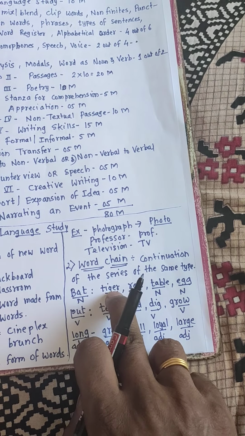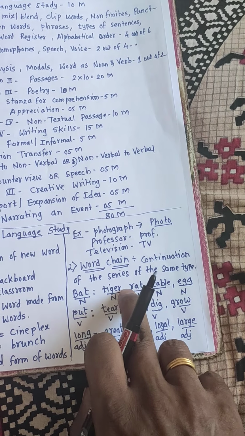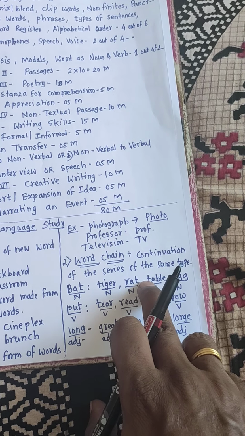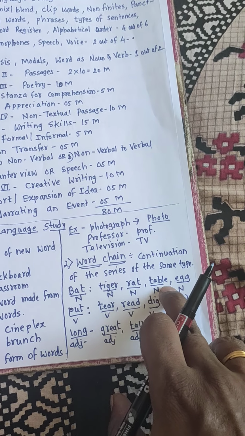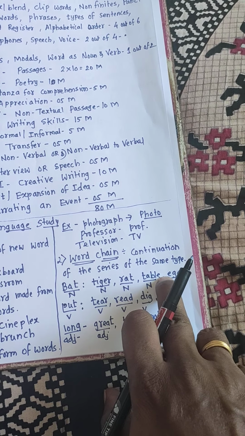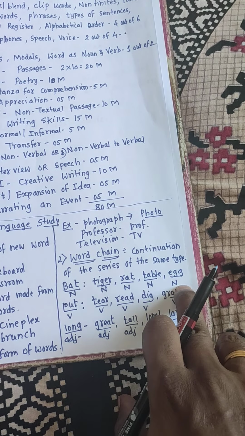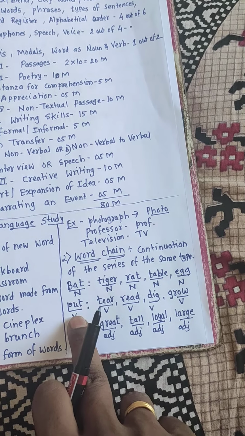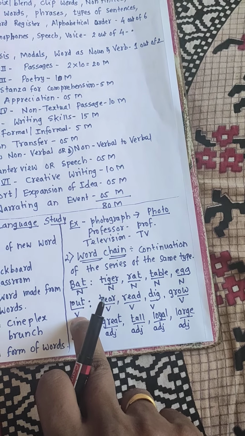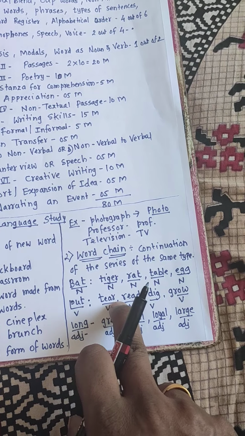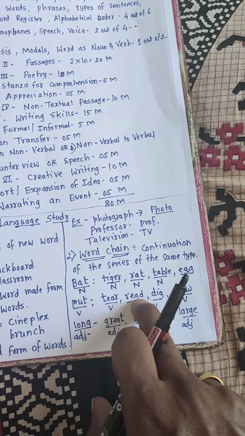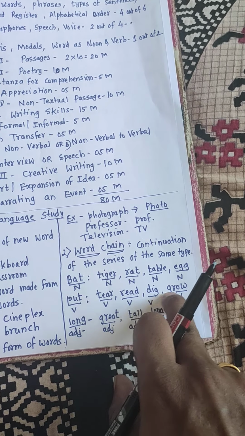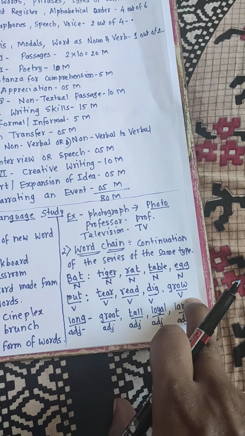Now here last letter is T. For T from tiger, it's a noun. Last letter is R. From R, rat, again noun. Here again last letter is T. From T, table, again it's a noun. Last letter here is E. From E, egg. So all are nouns taken from the last letter of the previous word. Now next example I have taken verb put. Last letter is T. From T, tear, verb. Last letter R, read. Here again last letter D, dig. Last letter G, grow. You can see all are verbs.